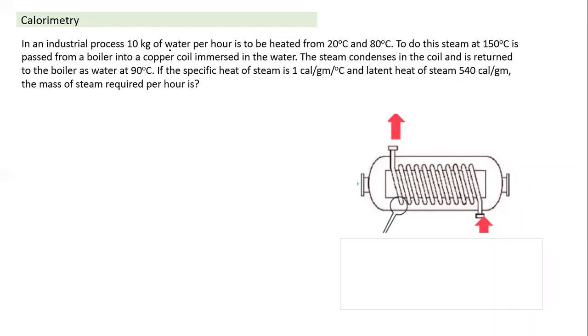So industrial process, 10 kg of water, the numbers given are too small. Actually, it would be much larger. But 10 kg of water is to be heated in 1 hour from 20 degrees to 80 degrees. And how is this done? This is done with the help of steam.